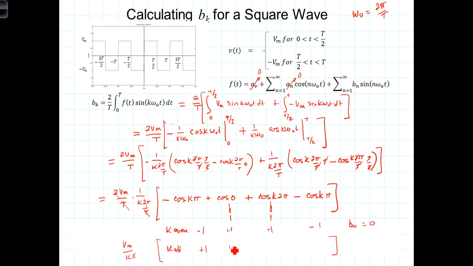This term here is positive 1 for all values of k. This term here similarly is positive 1 for all values of k. And we've already pointed out that this term is the same as that term. So it's going to be a plus 1 there. 1 plus 1 plus 1 plus 1. This term inside the brackets gives us a 4 multiplied by v sub m over k pi. b sub k then equals 4 v sub m over k pi when k is odd. And as we've already pointed out, the b sub k's are 0 for k even.